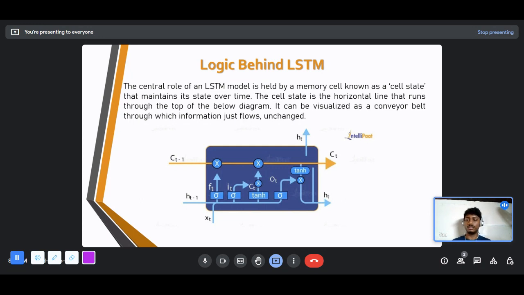We multiply the old state by ft, forgetting the things we decided to forget earlier. Then we add it into ct. This is the new candidate values scaled by how much we decided to update each state.